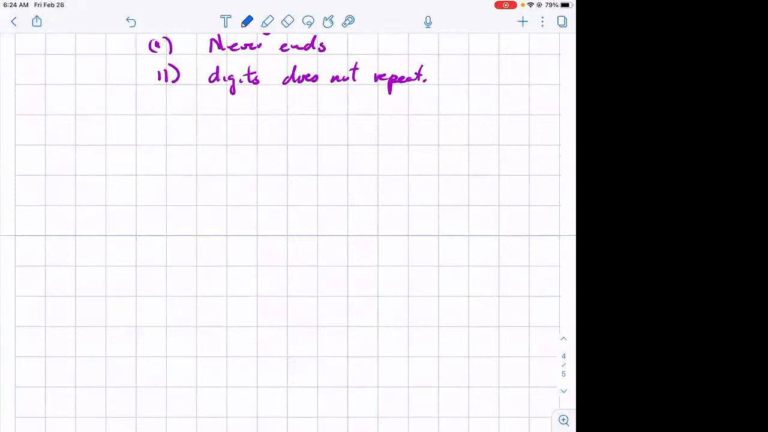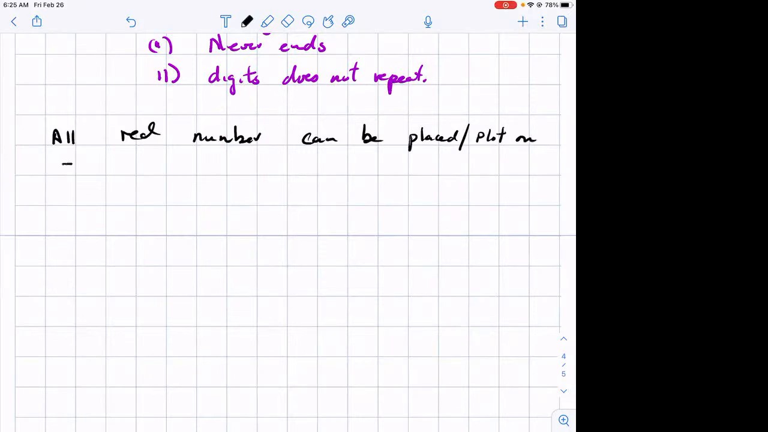So all real numbers can be placed, or can be plotted, on the real number line. And usually we don't say real number line, we just say number line, right? Number line. Okay. And what does that mean?